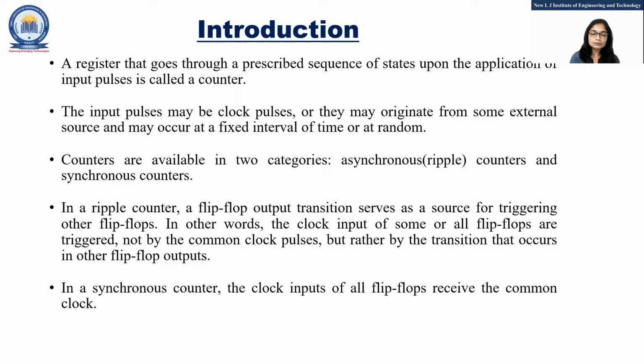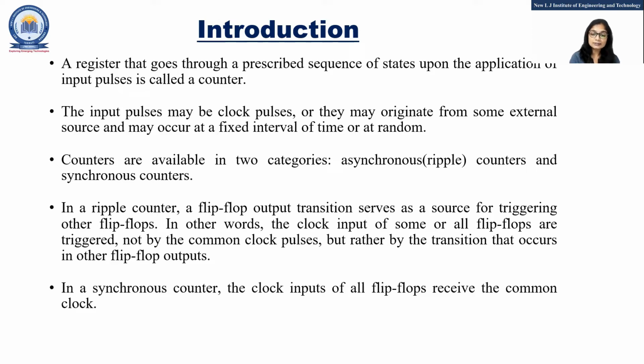Counters are available in two categories, asynchronous counters and synchronous counters. Asynchronous counters are also known as ripple counters. In an asynchronous counter, the clock input of some or all the flip-flops are triggered not by common clock pulses, but rather by the transition that occurs in other flip-flop outputs. Means in simple words, we can say the output of one flip-flop will be given to the next flip-flop's clock pulse. So the previous flip-flop will operate the next flip-flop.